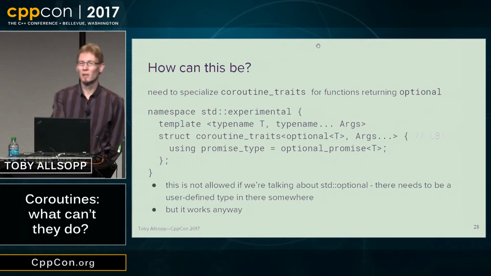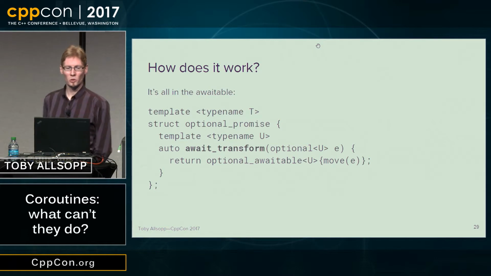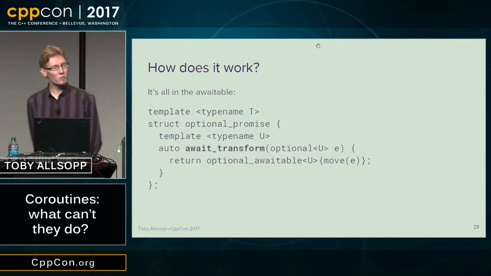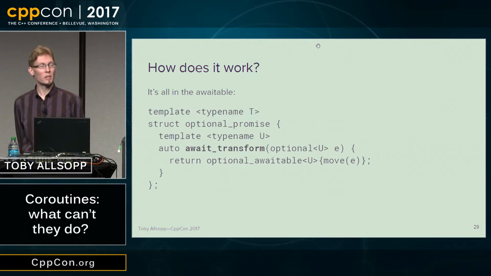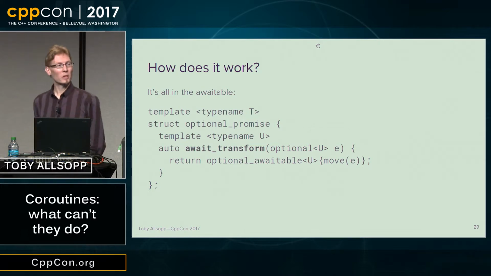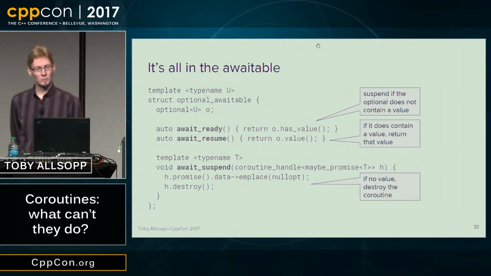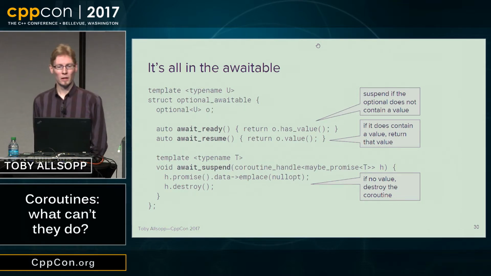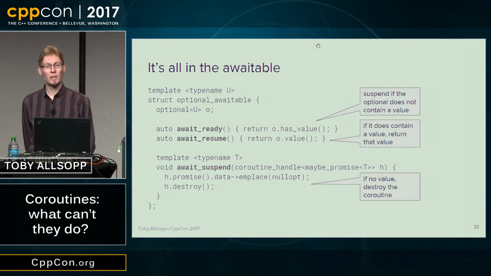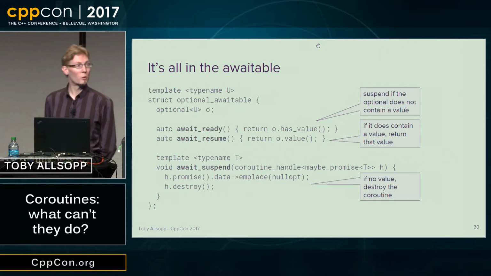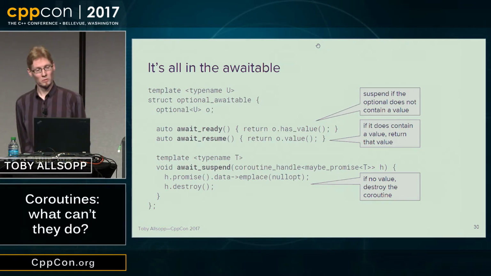So we're specifying a promise type here called optional promise. So this optional promise, in its await transform, says that if you await on any kind of optional, then we're going to return this special optional awaitable type, which is going to control suspension, etc. So in await_ready, if the optional that was co_awaited on has a value, then await_ready returns true, which means the coroutine just carries on without suspending, and then goes to await_resume, which just takes the value out of the optional.